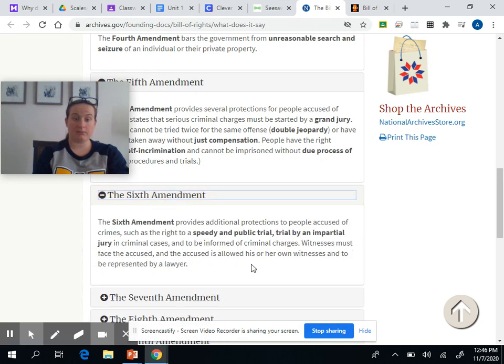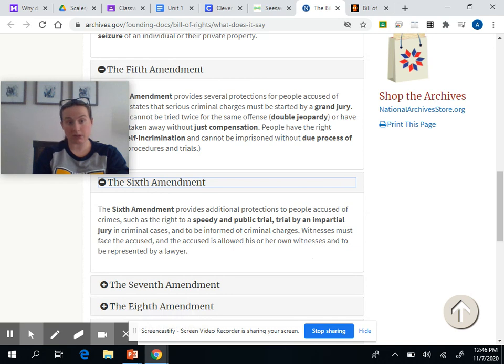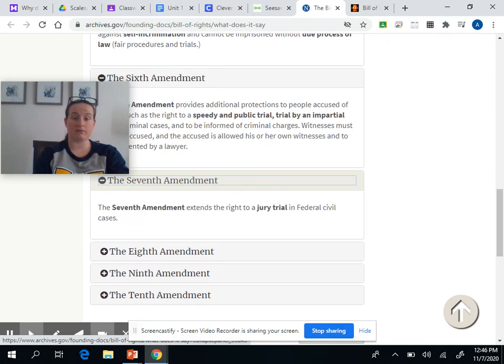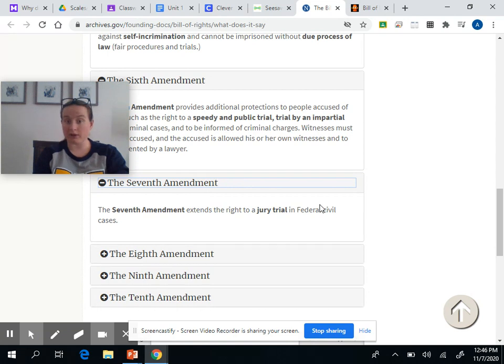Number 6. Okay, so it gives people the right to a public trial. All right, kind of goes along with 5. The 7th Amendment gives people the right to a jury trial. So if your case is really serious and the judge has a hard time making the decision, then you can have a jury, which instead of just one judge who bangs the gavel, makes a decision, you get 12 other people that decide and help the judge determine if you're guilty or not.